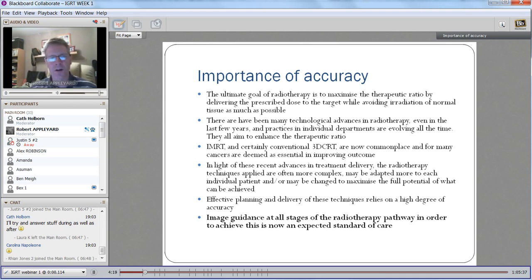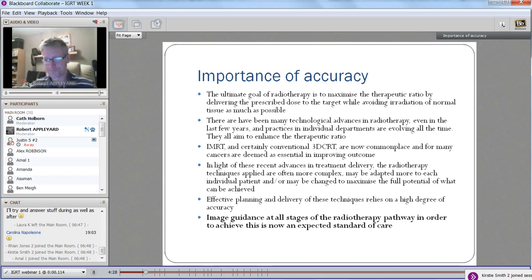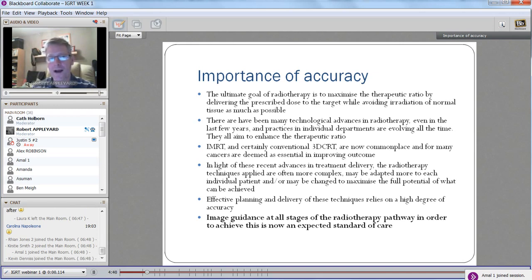And as we've gone on over the years, we've tried to develop new technologies, new approaches in an attempt to maximize this therapeutic ratio. And we're doing this constantly. We're evolving all the time. And it's not just the technologies in the delivery of radiotherapy, it's also technologies that assist in the delivery of radiotherapy. So imaging is an implicit way of trying to achieve this.